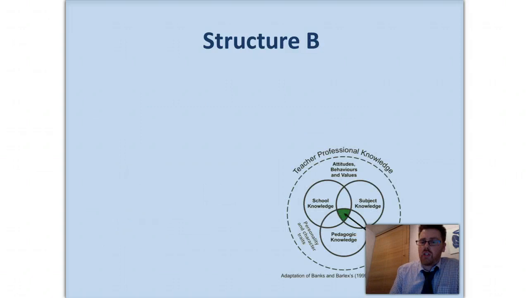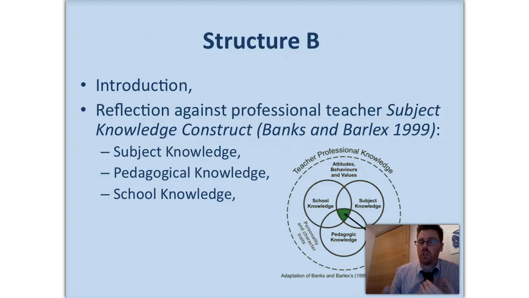So the second structure is based around the Banks and Barlick subject knowledge construct that we talked about, looking at three different areas of teacher knowledge: school knowledge, subject knowledge, and pedagogic knowledge. Apart from that, it is pretty much the same structure as the previous one, but instead of those three QTS standards-based groupings, it's looking at subject knowledge and pedagogical knowledge and school knowledge, and conclusions, again, the same, and references and appendices.